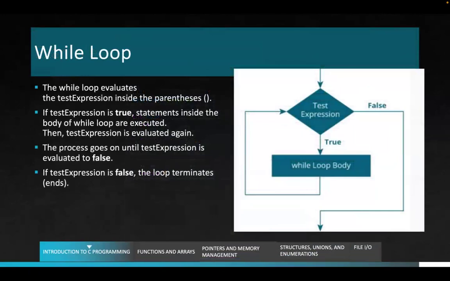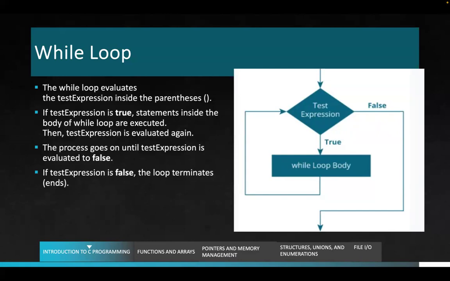Next is the while loop. The while loop evaluates the test expression inside the parentheses. Only one expression will be there. If the test expression is true, then it will go inside the while loop and execute. If it is false, then it will go outside. The loop iteration ends when the test expression gets false, same as the for loop. Only then will it terminate.